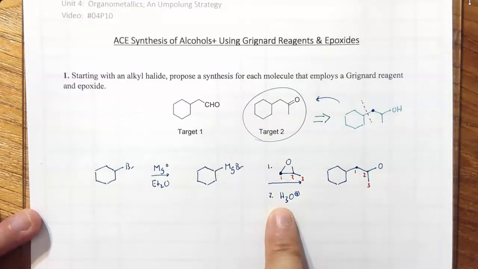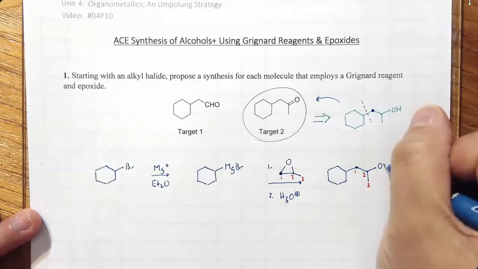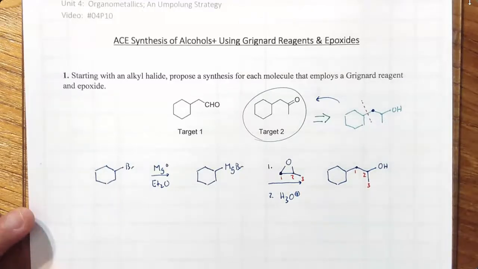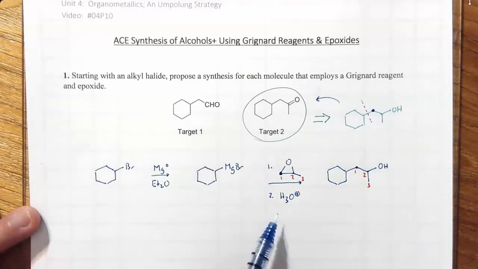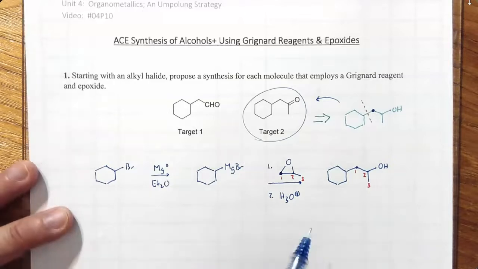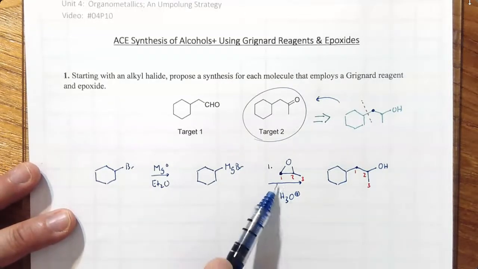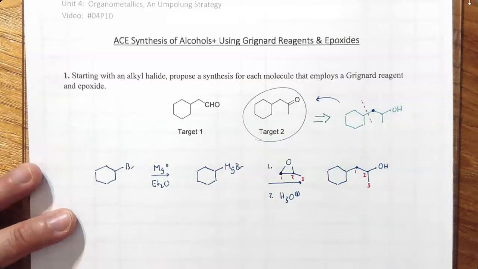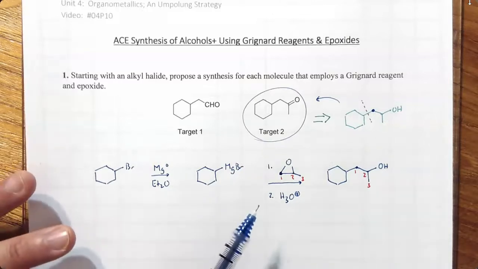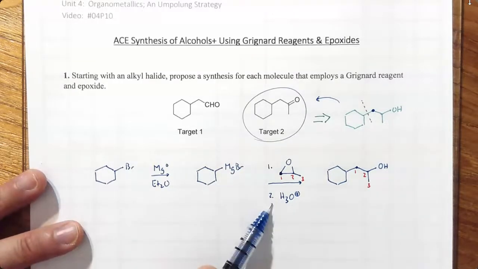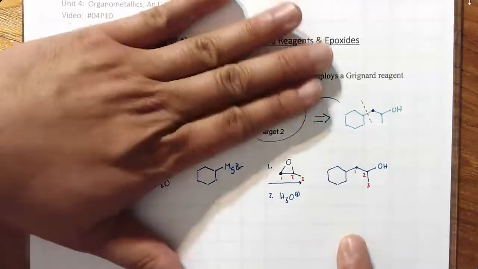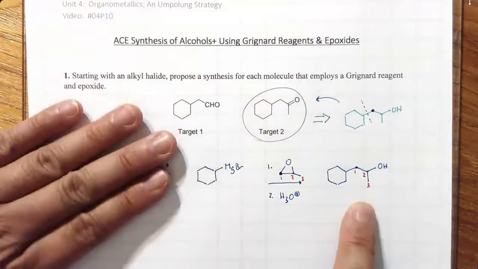I have this protonation step. So there's my alcohol. Like I said, if there's a protonation reaction in your synthesis, you can put it with either the preceding reaction or the proceeding reaction. But it makes sense to put it here, right? There's your Grignard going into an alcohol.